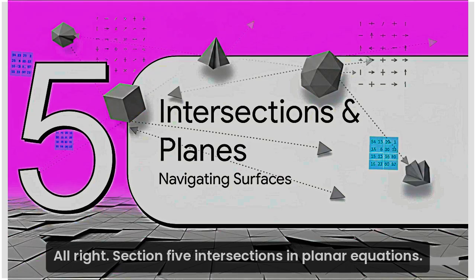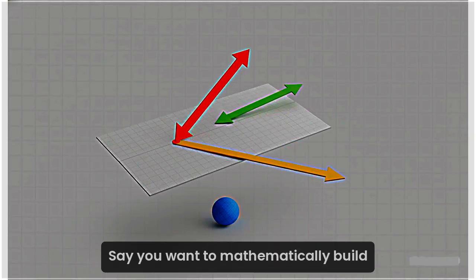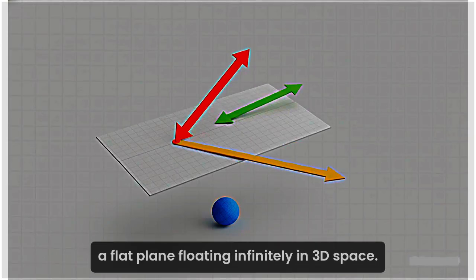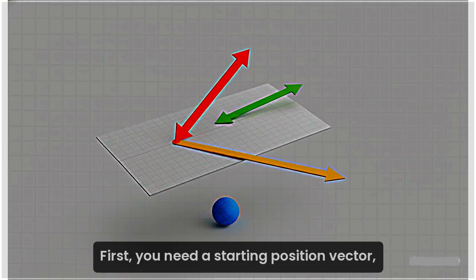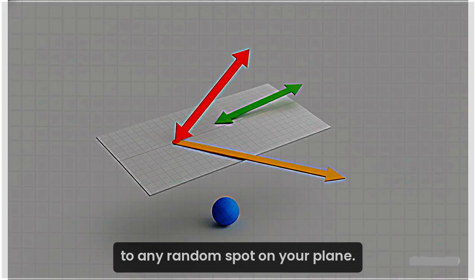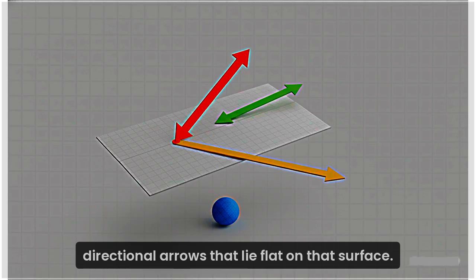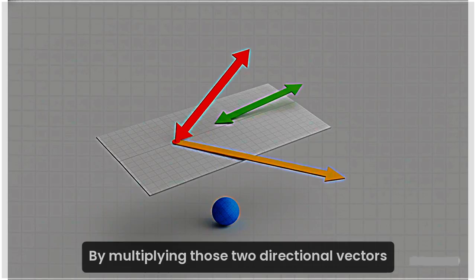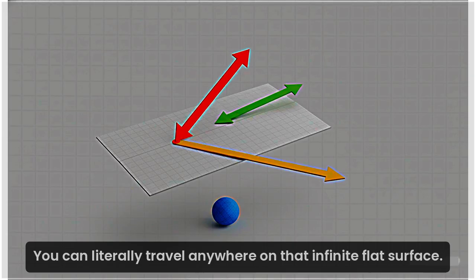All right, Section 5, Intersections in Planar Equations. Let's take this entire tool belt we've built and apply it to some complex 3D geometry. Say you want to mathematically build a flat plane floating infinitely in 3D space. Here is your recipe. First, you need a starting position vector, just an arrow pointing from the origin to any random spot on your plane. Then, you need two completely different directional arrows that lie flat on that surface.